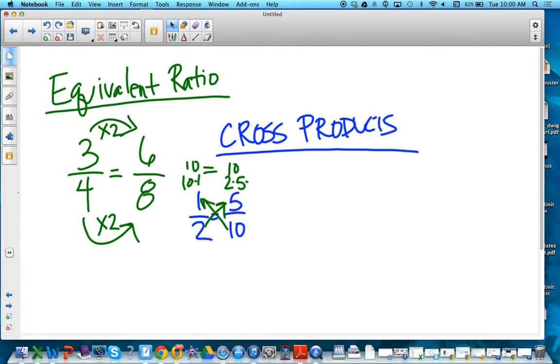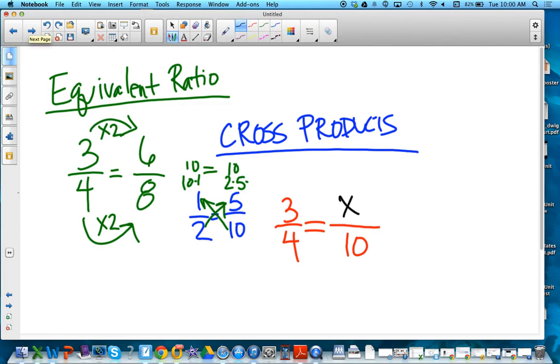So if I have something a little bit tougher, like let's say I have 3/4 equal to something over, let's see, let's say I have 10 circles. How many stars would I have then? I don't know what this is. I can't easily get from 4 to 10, so I'm going to have to set up cross products. So I know that I'm going to have 3 times 10 equal to 4 times x. And remember, I don't need to put a multiplication sign here or anything. If something is right next to a letter, it means it's getting multiplied.